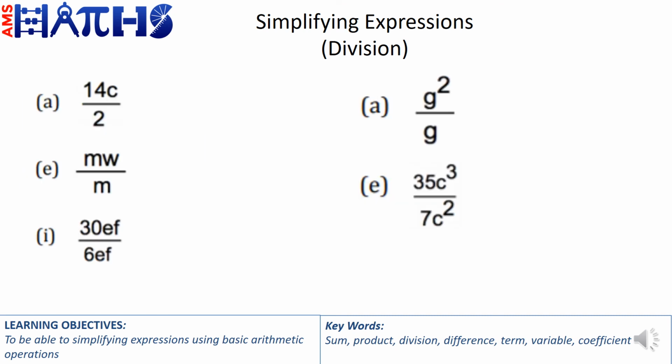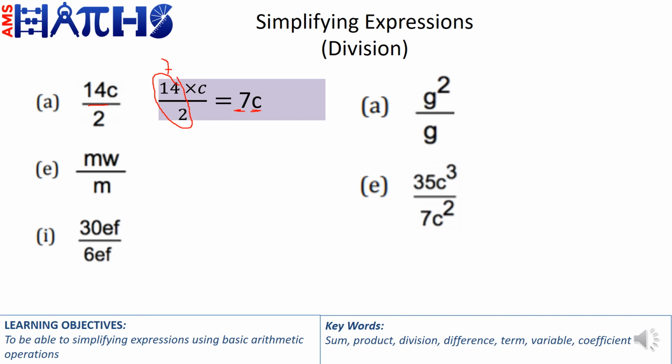Now in these examples, we're going to use the same approach. It's already written as a fraction, the division. As we know, the line means we divide. I have written out 14c as 14 times c, and we need to divide that by 2. So 14 divided by 2 gives us 7. The c will not be divided by anything, so it is placed next to 7. So it's 7 times c, which gives us 7c.